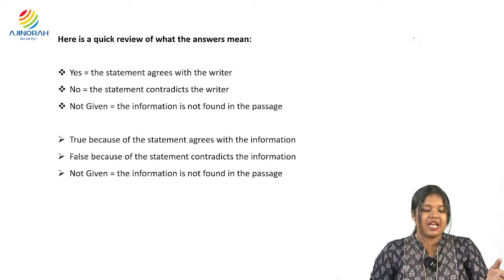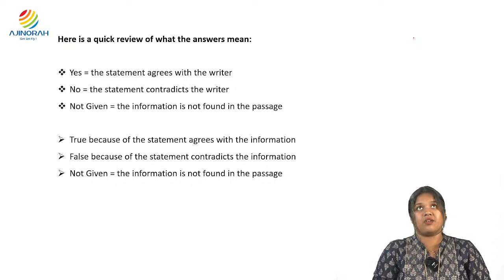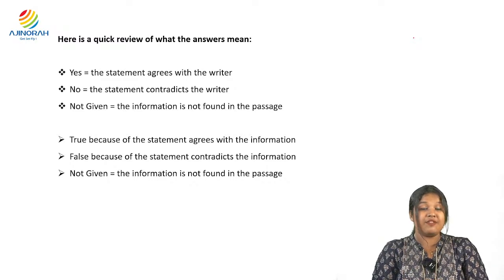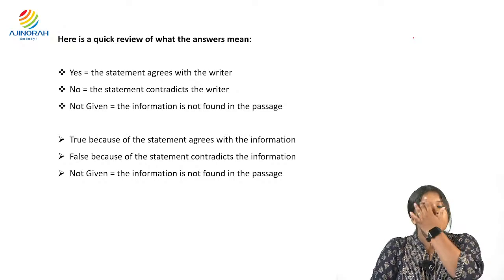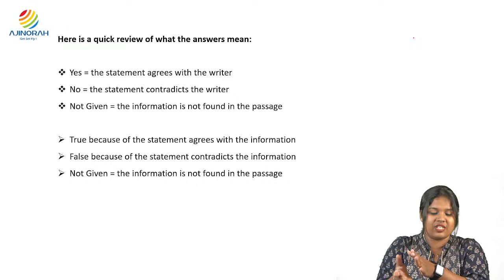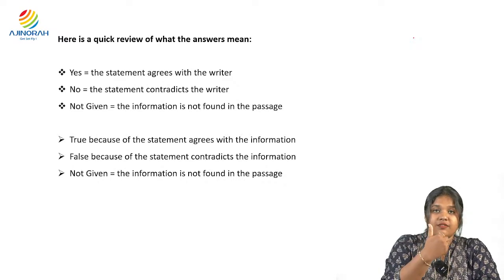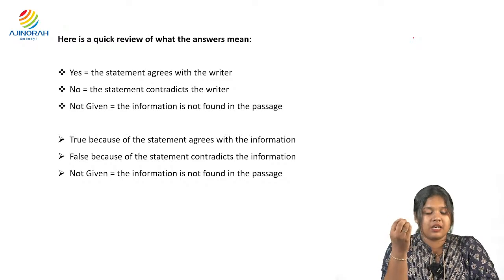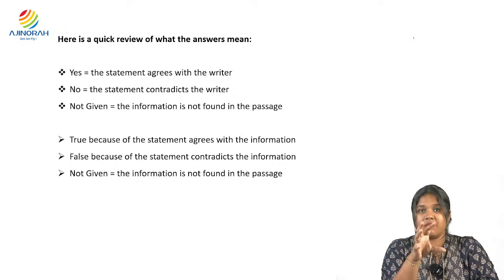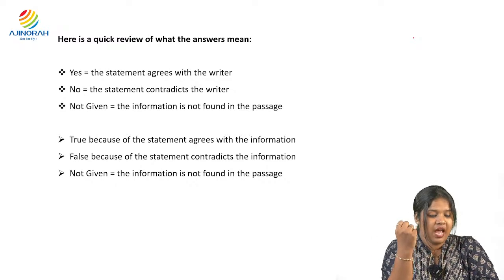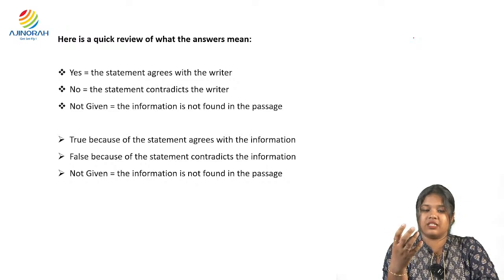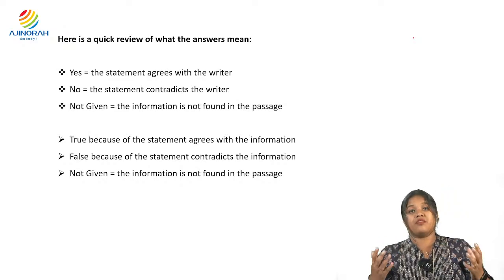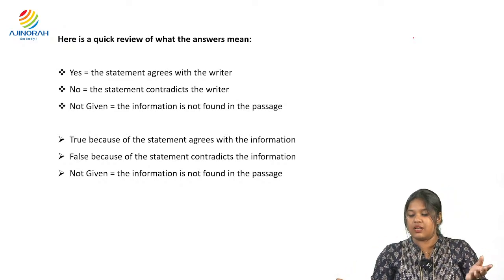If the statement is yes, that means the statement agrees with the writer, and if the statement is no, that means the statement contradicts or is opposite to the writer's opinion. Then if it's not given, that means you won't be able to find the information in the passage. Okay, and in the case of true, false, not given, if the statement is true, that means the statement given as the question agrees with the information in the passage, and if it's false, it contradicts the information, it's opposite to the information given in the passage. And if the information is not found, it's a not given.